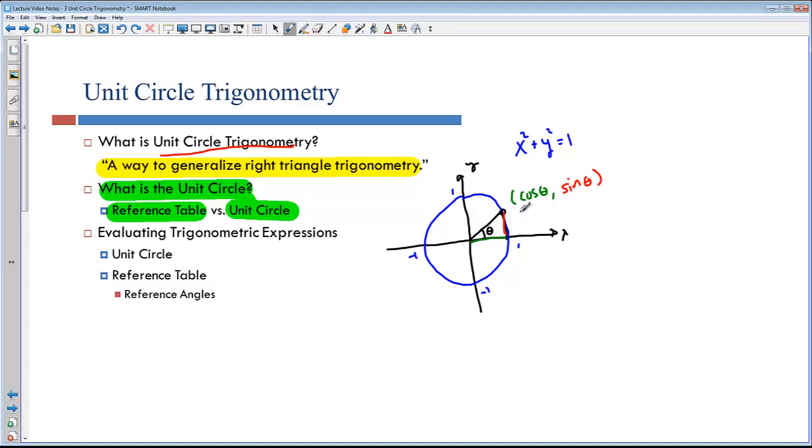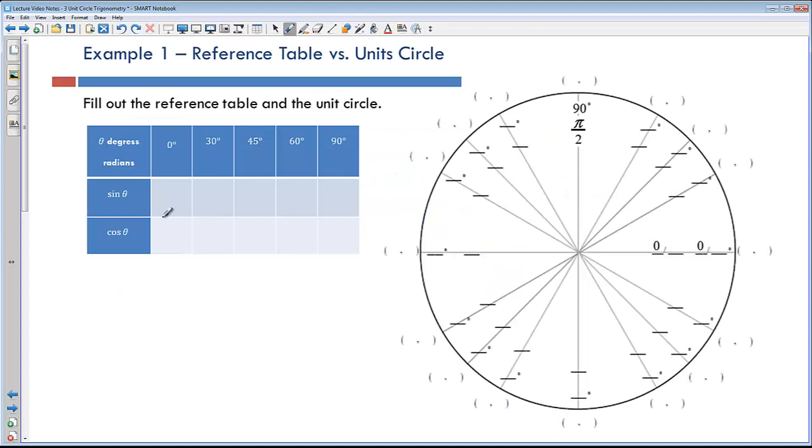So let's compare and contrast the unit circle to the reference table. The reference table we talked about last time, and we talked about filling this out. The idea is you kind of have to memorize the reference table here, and it's not too hard to fill out. On top I gave you the degrees. These are reference angles for degrees. And below we'll write radians. So here that's 0 radians, pi over 6 radians, pi over 4 radians, pi over 3 radians, and pi over 2 radians. So those are degrees written in terms of radians.